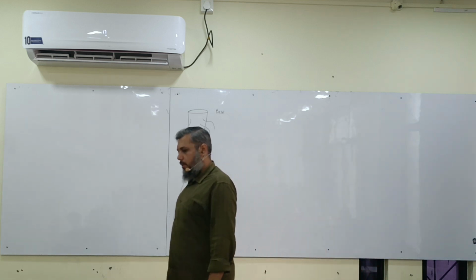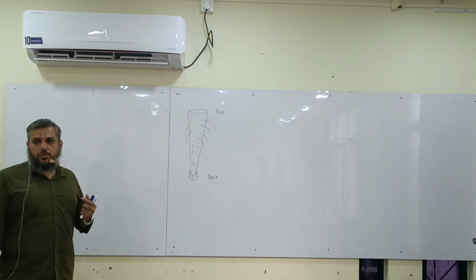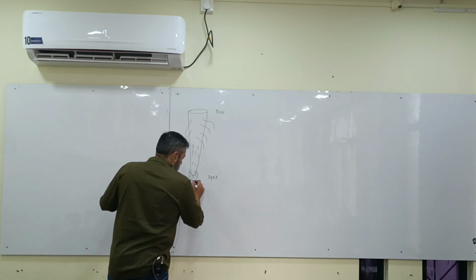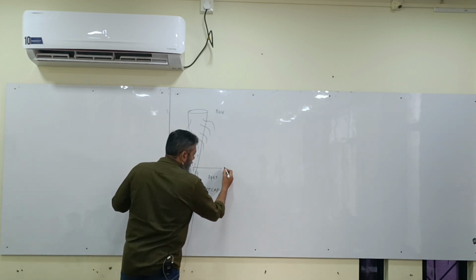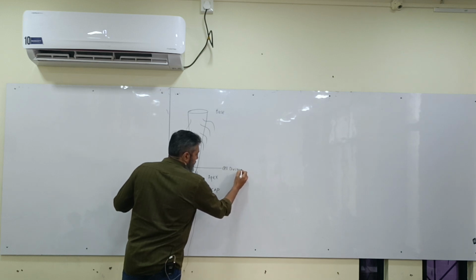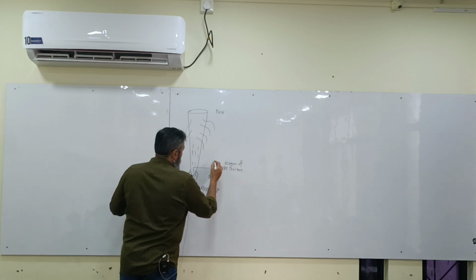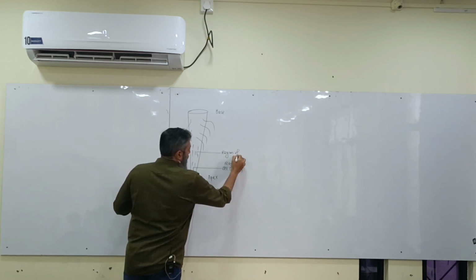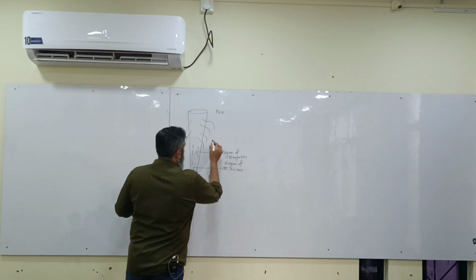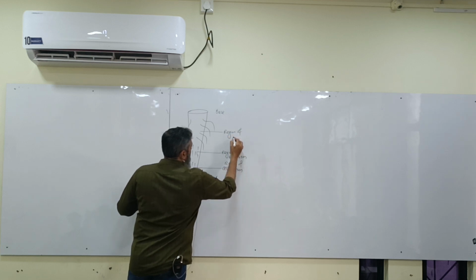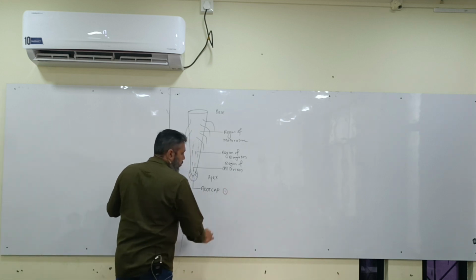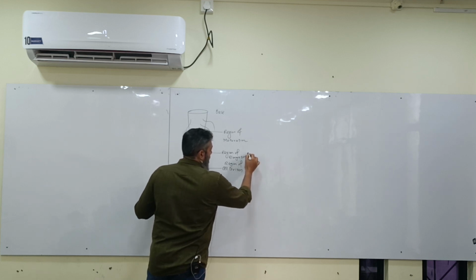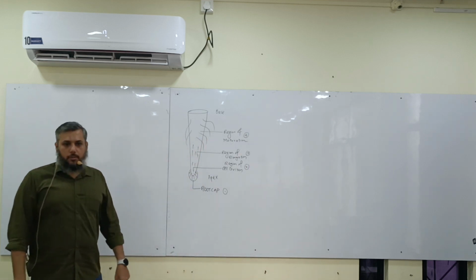So I am talking about the regions from the morphological apex towards the morphological base. So at the morphological apex I see the presence of a root cap, followed by the region of cell division, followed by the region of elongation, followed by the region of maturation. So a typical root will show the presence of four regions: region of the root cap, region of cell division, region of elongation, and the region of maturation.